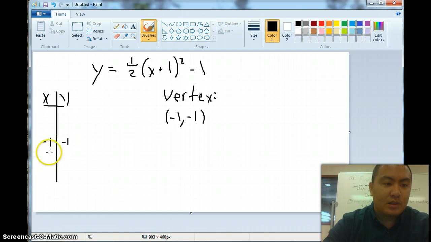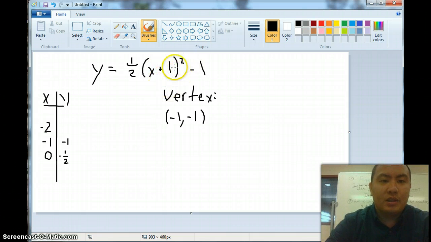Okay, now let's try 0. 0 plus 1 is 1. 1 squared is 1. 1 times a half is a half. Half minus 1 is negative half. Okay. Now, if I go over here to negative 2, I'll plug in negative 2. Negative 2 plus 1 is negative 1. Negative 1 squared is just positive 1. Positive 1 times half gives me half minus 1. That'll also give me negative a half.